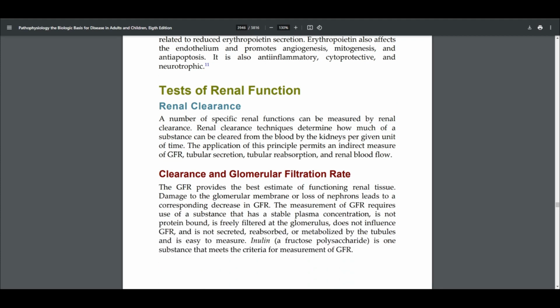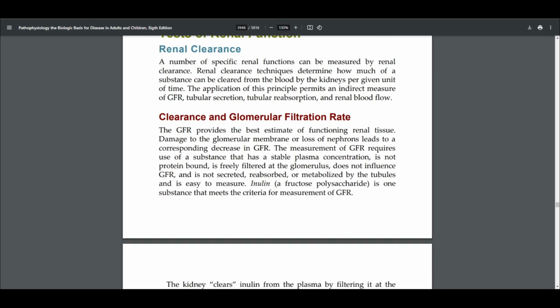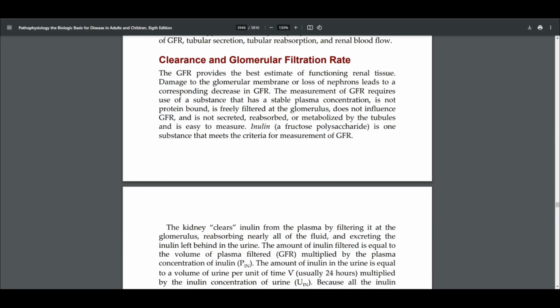So, tests of renal function: renal clearance. A number of specific renal functions can be measured by renal clearance. Renal clearance techniques determine how much of a substance can be cleared from the blood by the kidneys per given unit of time. The application of this principle permits an indirect measure of GFR, tubular secretion, tubular reabsorption, and renal blood flow.